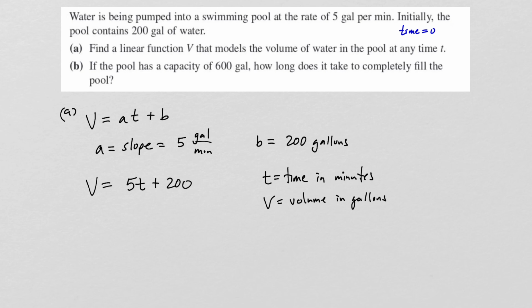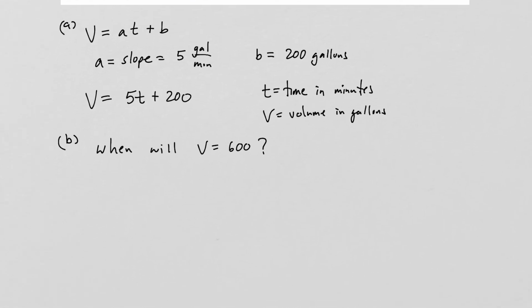Now let's take a look at part B. In part B, it says, if the pool has a capacity of 600 gallons, how long does it take to completely fill the pool? So what they're basically asking us is, when will the volume of the pool equal 600 gallons? So all we have to do is use our formula, v equals 5t plus 200, and take the value 600 and substitute it in for v.